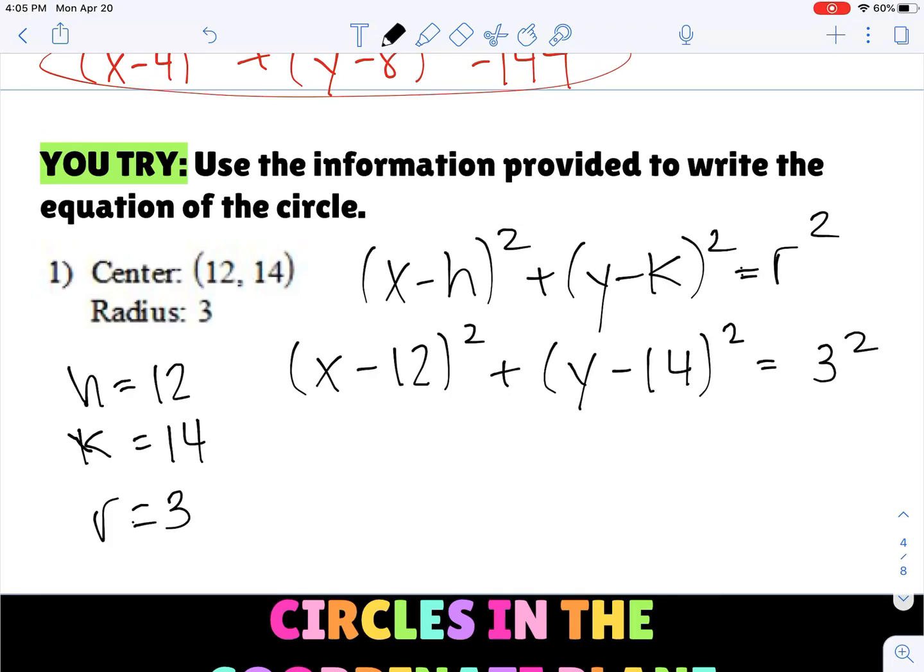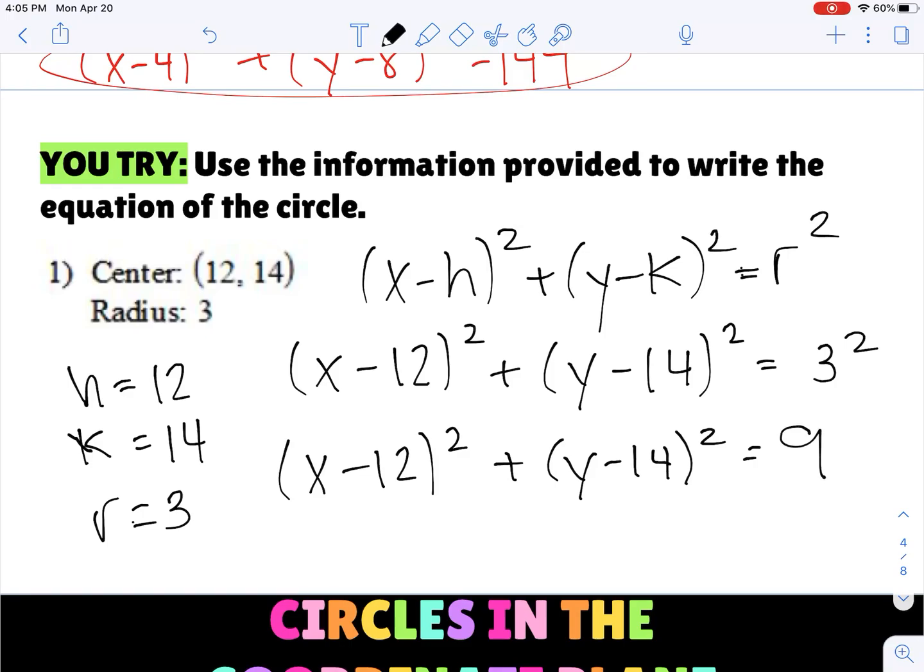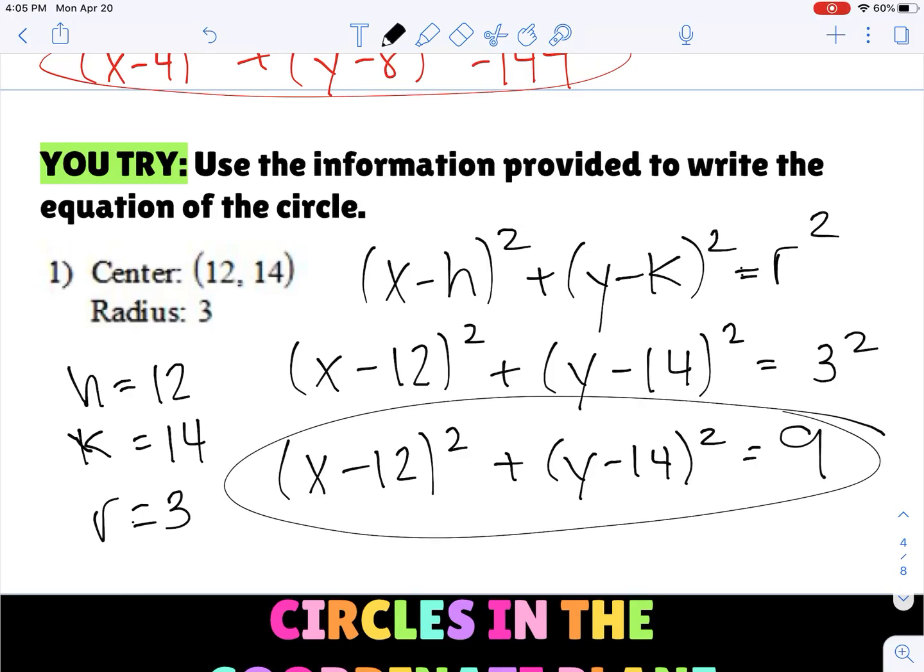Your next step would be to simplify. Ask yourself, can I simplify x minus 12? No, I'm going to leave it. Can I simplify y minus 14? No, I'm going to leave it. Can I simplify 3 squared? Yes, it becomes 9. Here's your final solution.